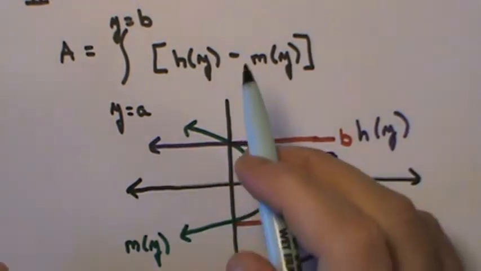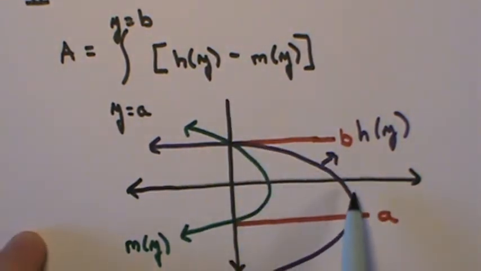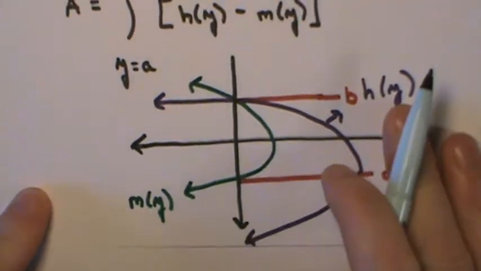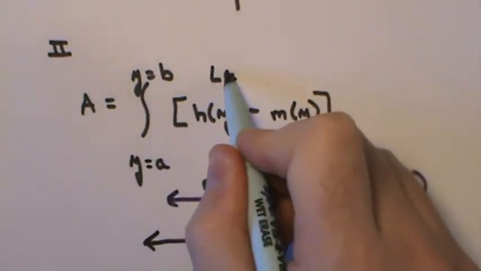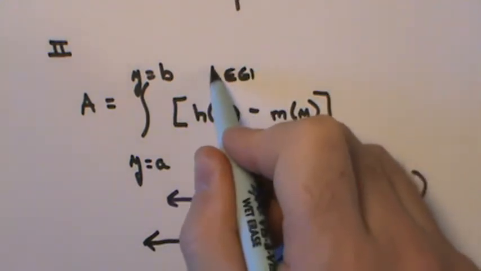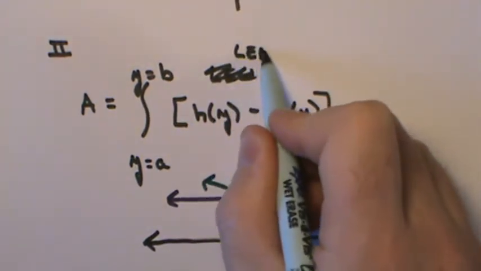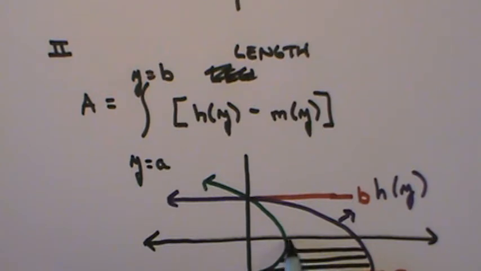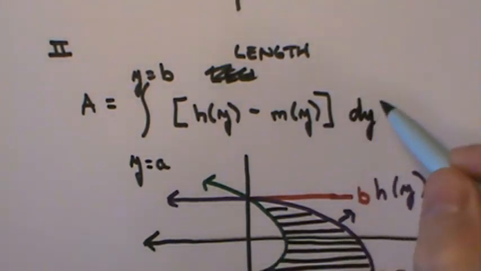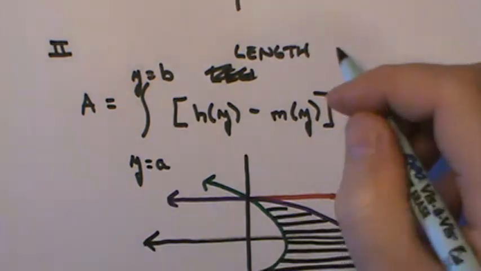As I am looking at this, I have the difference between this curve that I'm calling h of y and this curve that I'm calling m of y. That would give me a length. L-E-N-G-T-H, length. And then as I start to draw these rectangles, I'm just slicing this up, slicing it up, looking at all these rectangles that would be stacked here. I have a length. My height would just be a dy. So length, width, height, however you want to call it.